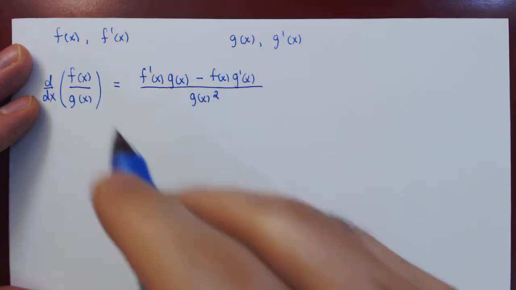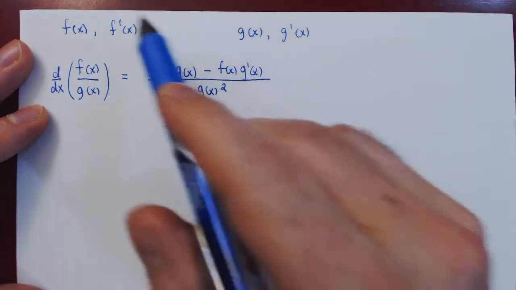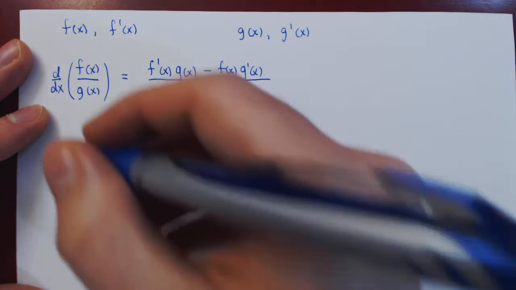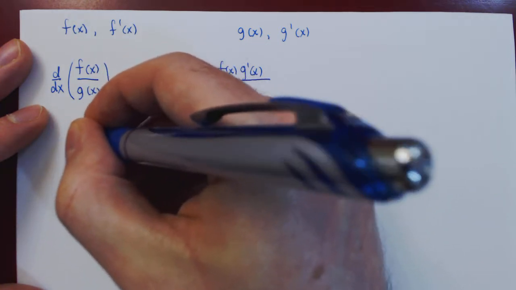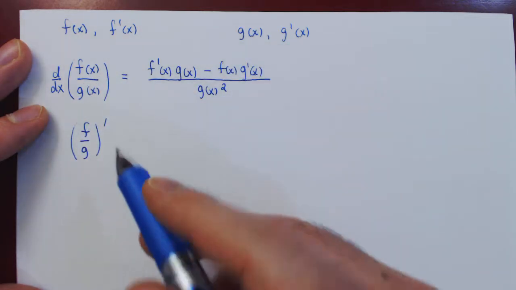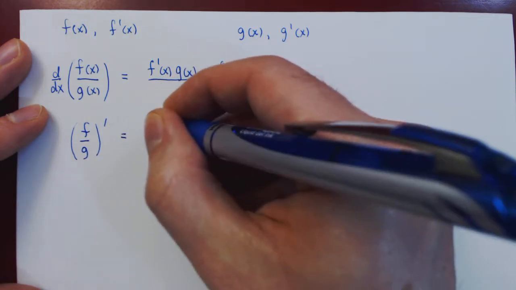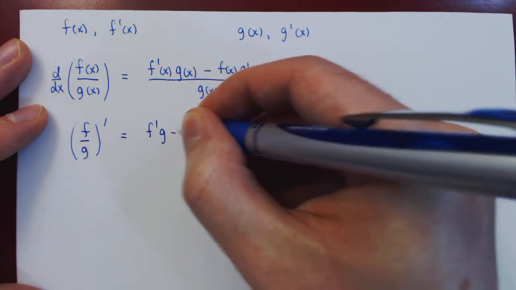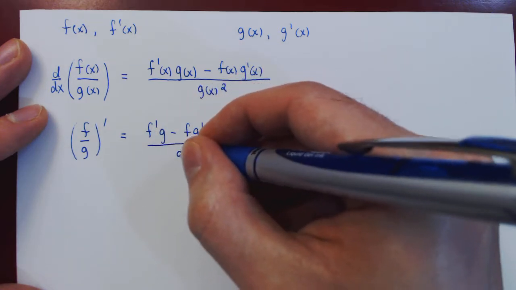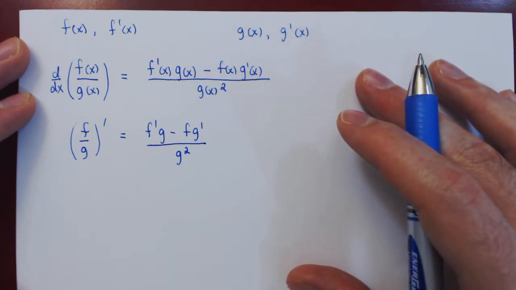And we can write this more concisely if instead of using the d over dx notation for the derivative, we use the prime notation. And we can also drop the x in each case. So we can say that the derivative of f over g is quite simply the derivative of f times g minus f times the derivative of g over g squared. And this is the so-called quotient rule of differentiation.